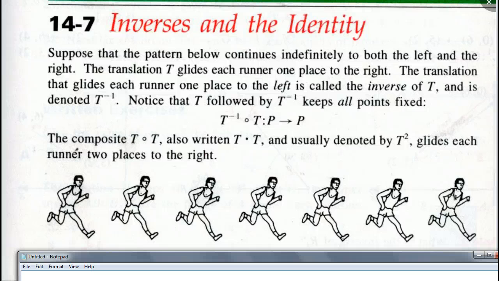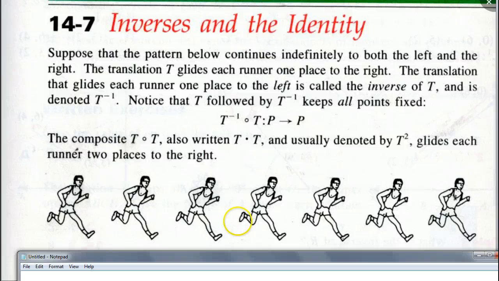So it maps P to P, doesn't it? If you were to take the inverse after the transformation T, it maps P to itself, does it not? Yes. Why? David, what does that mean? What do they mean by T inverse after T maps P to P? Yeah, why does it map to the same thing? You're right. What does T do? What did they say here? Jocelyn? T would move the runner one place to the right.